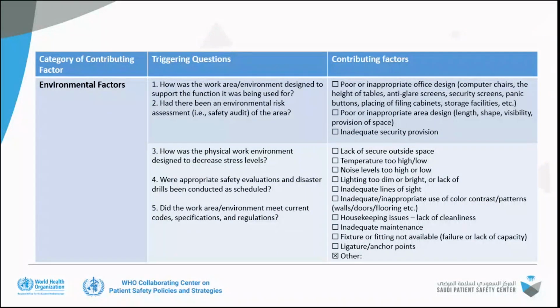The fourth category is the environmental factor. Some of the triggering questions: how was the work area or environment designed to support the function it was being used for? So the contributing factor could be poor or inappropriate office design, or maybe there is inadequate security provision, which led to that event.